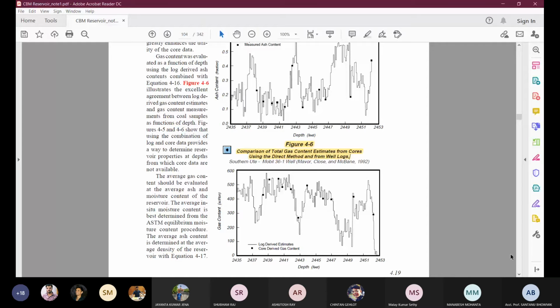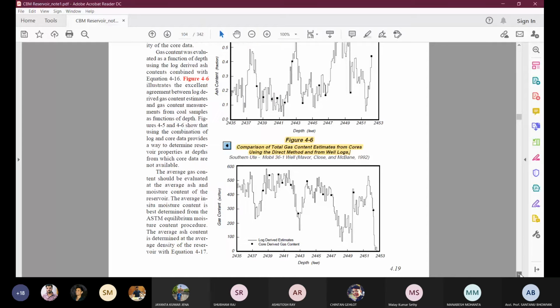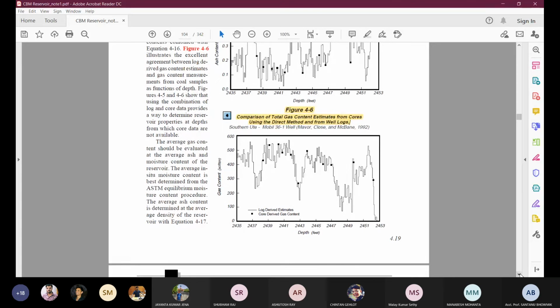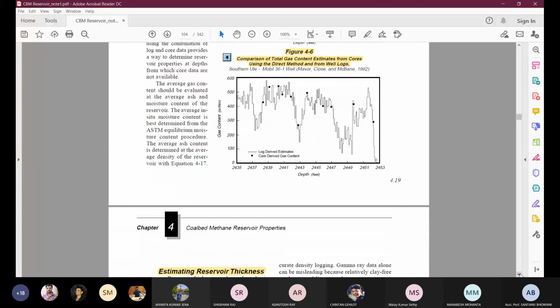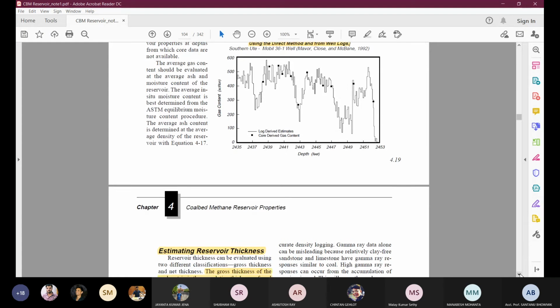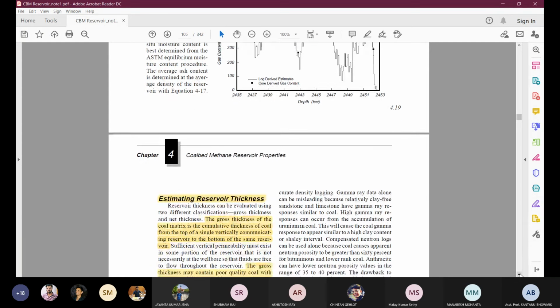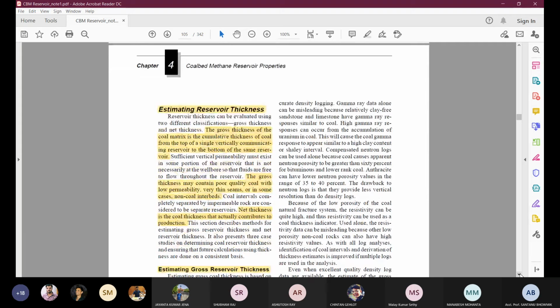These are just to give you some idea from the field data. If you want to read it directly, I'm just going to give you the results. Please try to read it carefully at least once, and then you will be able to take care of this. Now our more or less final discussion for this storage is the reservoir thickness.